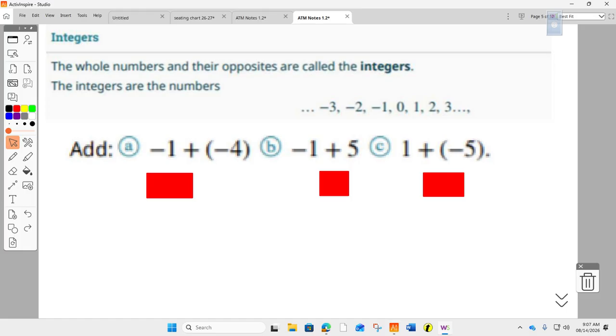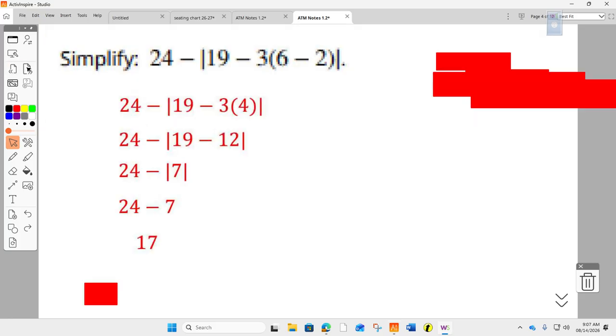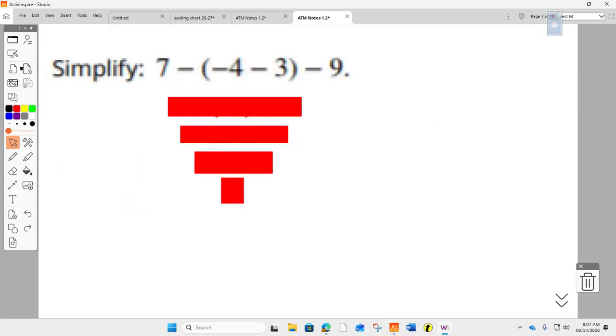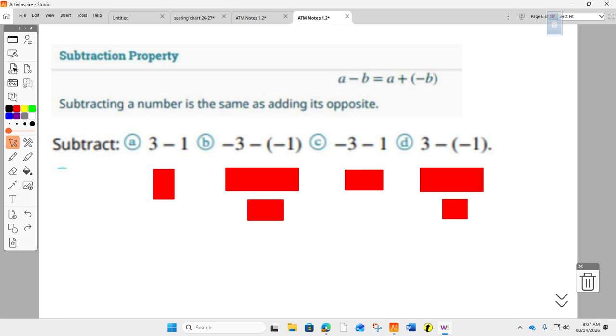Okay, you guys do A, B, and C. Oh, wait, have we gone to this? Huh. Well, I guess we didn't do rules. Let me give you rules real quick.